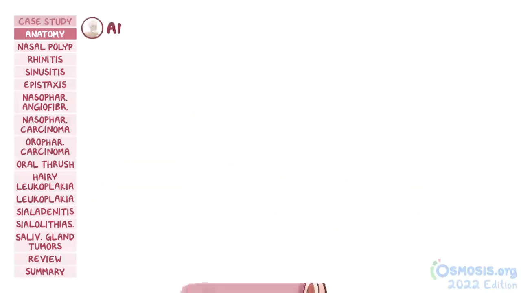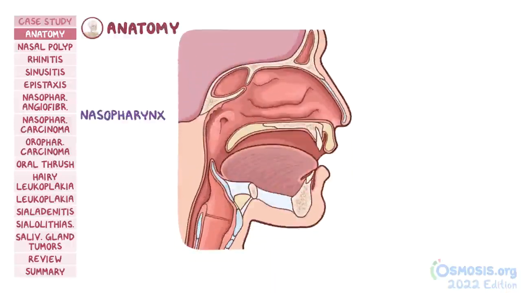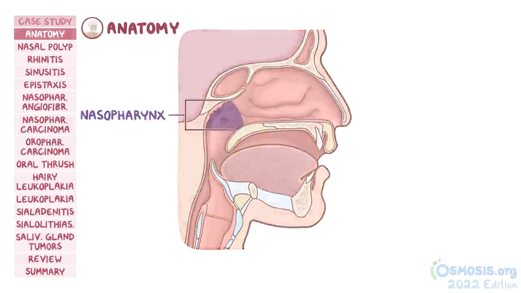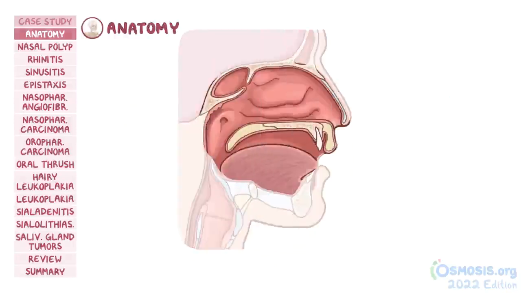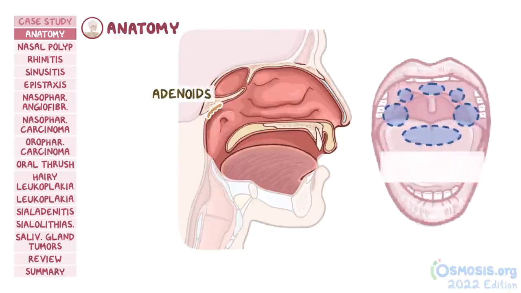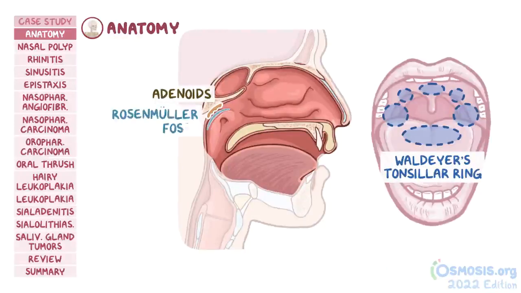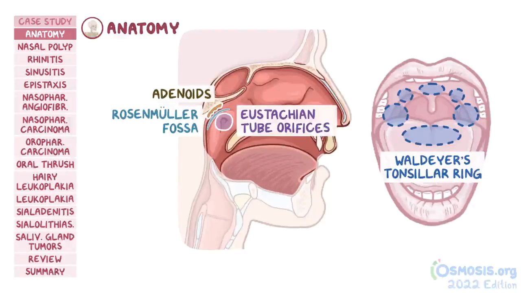But first, a bit of anatomy. The nasopharynx is an open chamber located below the base of the skull and behind the nasal cavity. The nasopharynx contains structures like the adenoids, also known as the pharyngeal tonsils, the Waldeyer's tonsillar ring, which is a ring-like arrangement of lymphoid tissue in both the nasopharynx and oropharynx, the Rosenmuller fossa, which is part of the lateral recess of the nasopharynx and a common site of nasopharyngeal cancers, and the eustachian tube orifices.